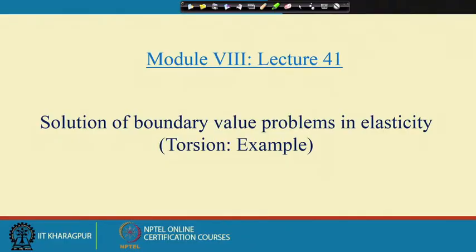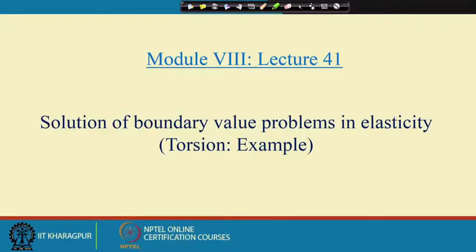Now, let us continue with the same thing. The purpose of today's lecture is two. First, we will see one more example of a different cross section. And then, so far we have done stress based formulation. We will see what is the displacement formulation for the torsion problem. So, let us start with another example.